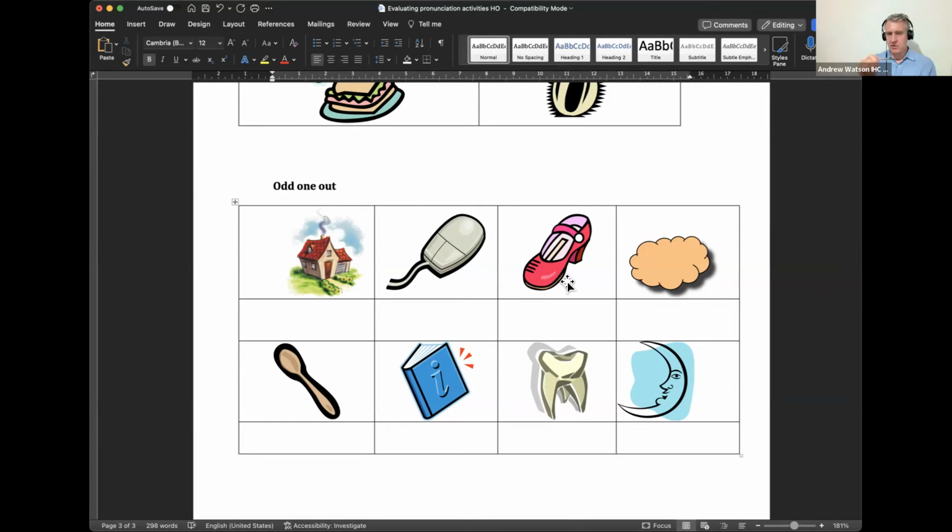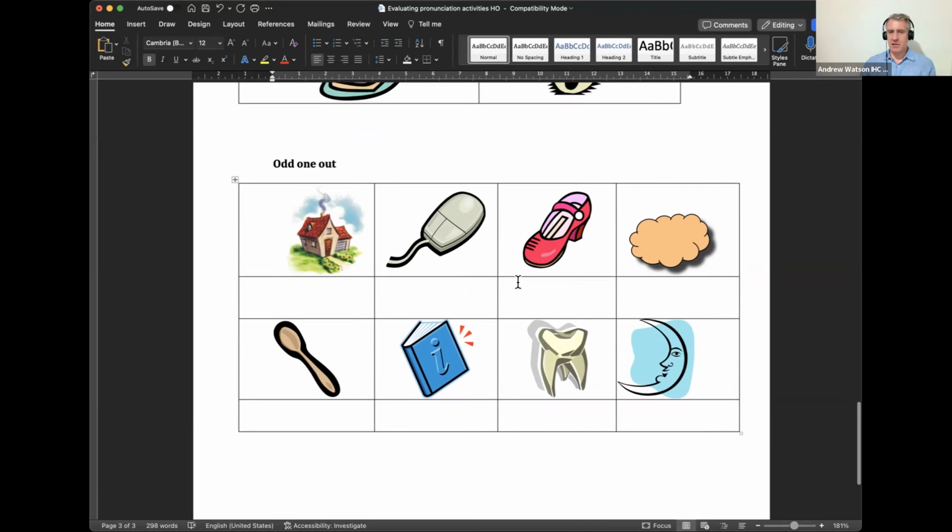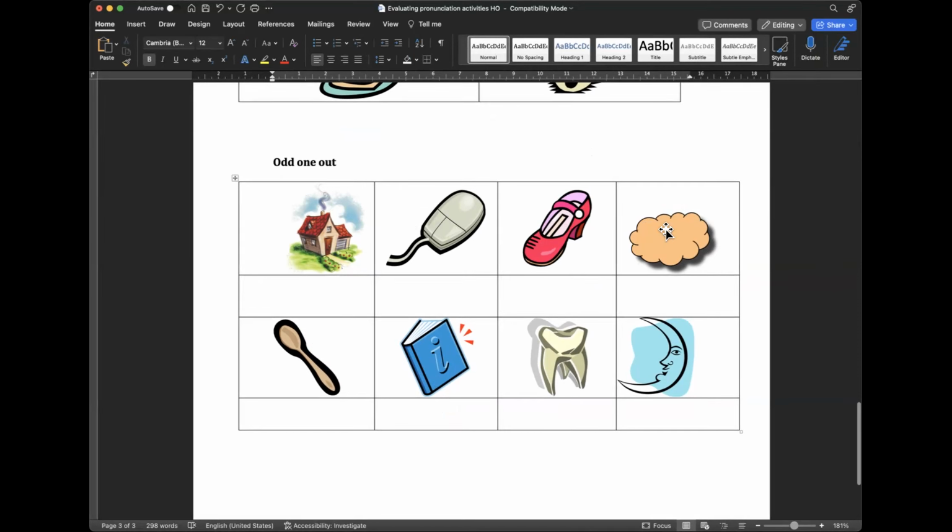Now, with the odd one out, you've got to decide which is the one that does not fit in the line. So you've got four here, right? Can you figure out which one it is that does not fit? House, mouse, shoe, cloud. I think it's cloud.